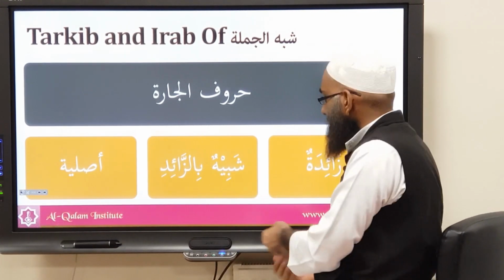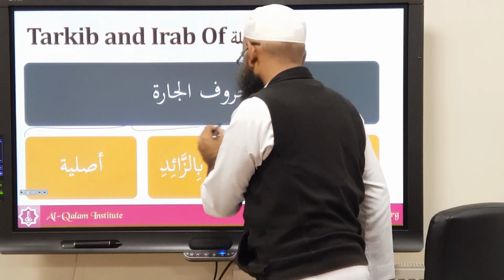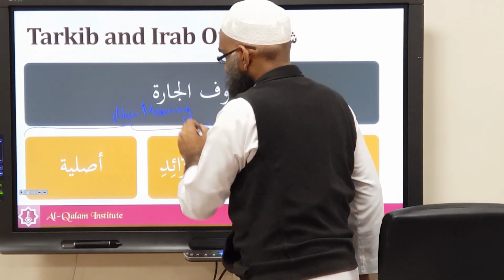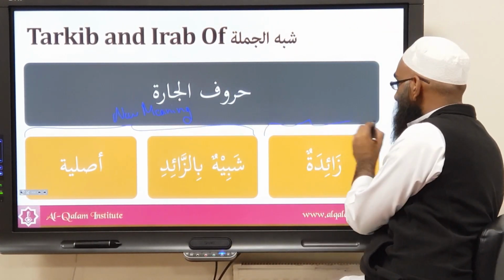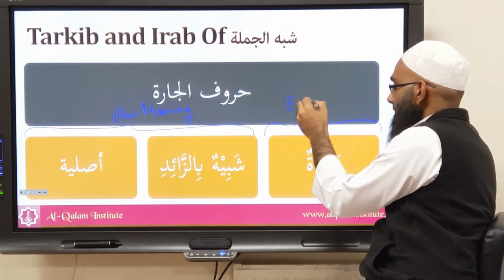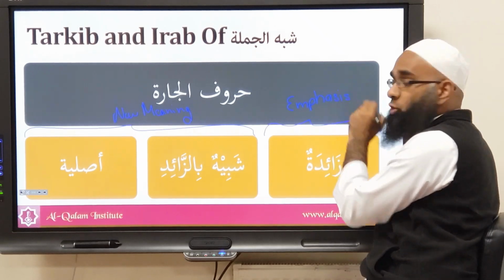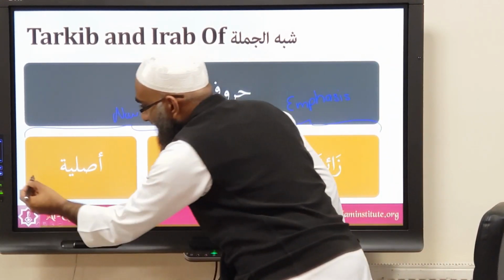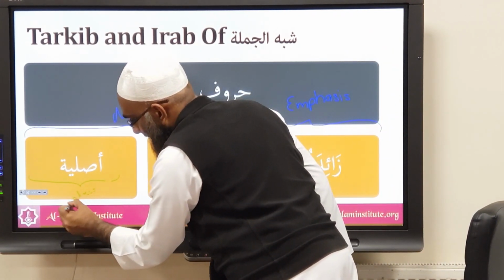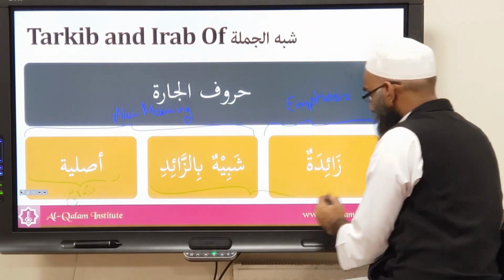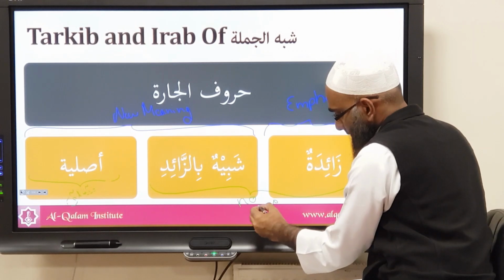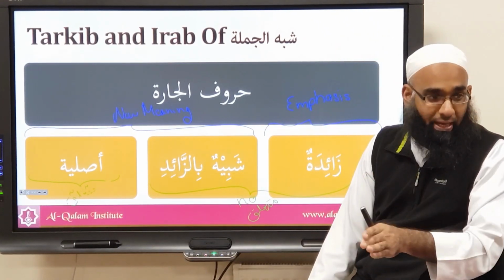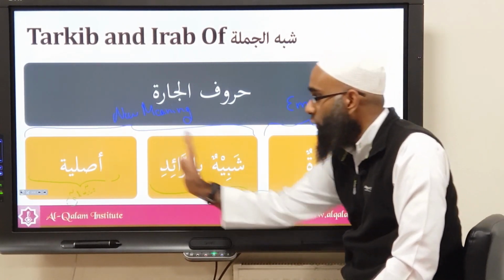Shabihum bizaid, so this means what? These give new meaning. And this huruf jar zaid gives what? Emphasis. It doesn't give a new meaning. It emphasizes the meaning within the sentence. Correct? And only this has what? A muta'alliq. And these two have what? No muta'alliq. That's why zaid is emphasis and no muta'alliq. Asliya has new meaning and muta'alliq. And shabihum bizaid has new meaning but no muta'alliq.